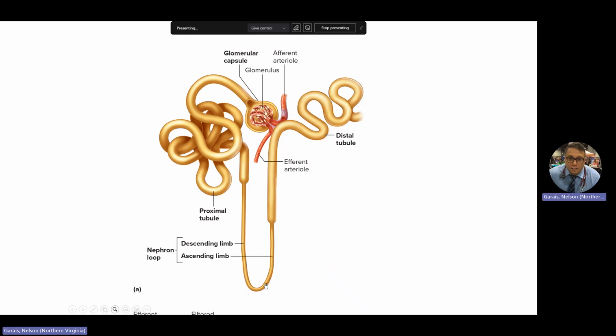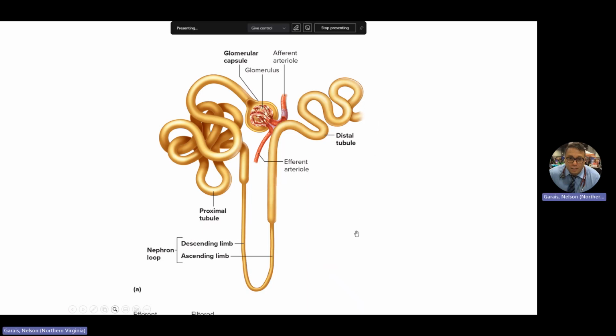Now the function of the loop of Henle in the descending limb, it only is permeable to water. And then in the ascending limb, it's only permeable to sodium and chloride ions. And the function is this, it creates what they call the countercurrent, which helps concentrate your urine.